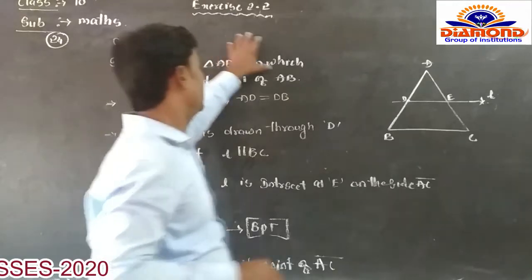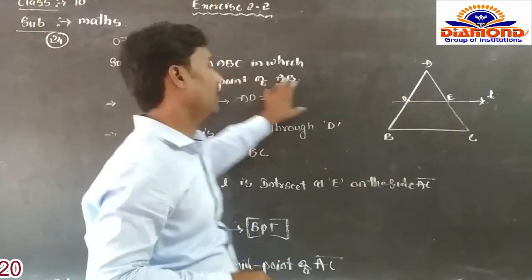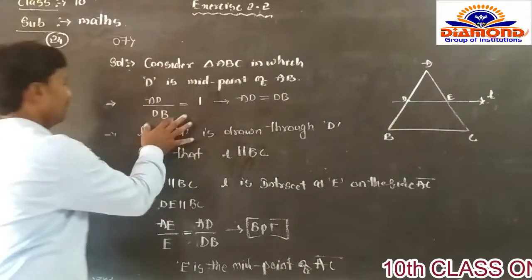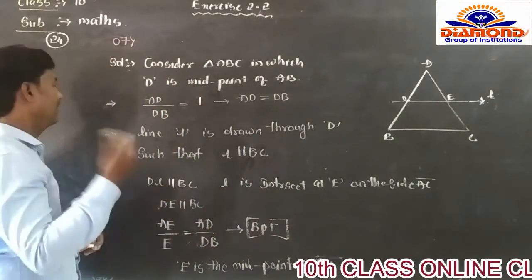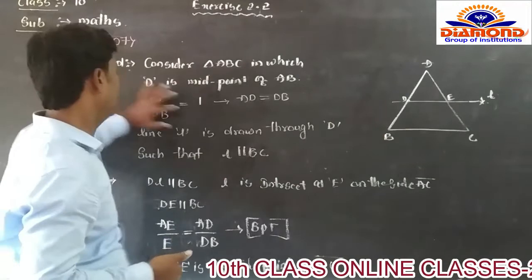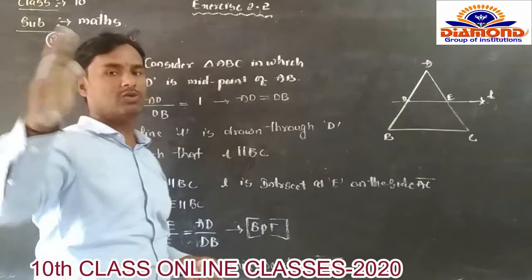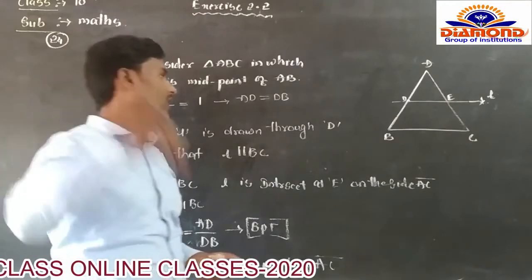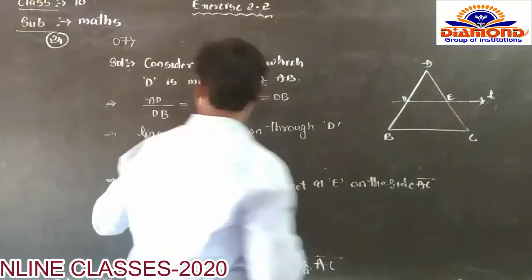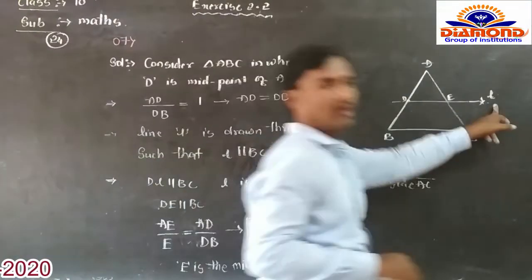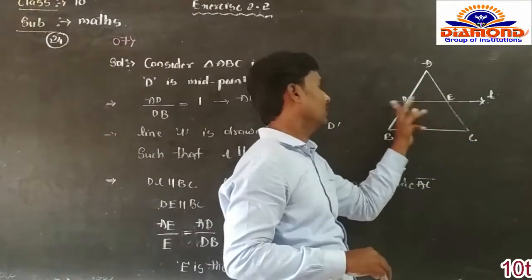Consider ABC in which D is the midpoint of the AB. Then AD by DB is equal to 1. Why we are taking AD by DB is equal to 1? Means AD is equal to BD. Both sides are equal. Midpoint means this side also equal part, this side also equal part. So then, line L is drawn through the D. So means this is one of the lines.